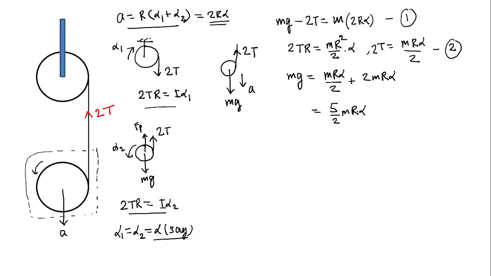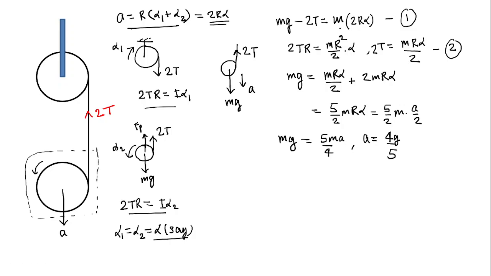mr alpha. Okay. Now r alpha, from here what you know, r alpha is nothing but a by 2. So if you put it a by 2, it becomes what? It is 5 by 2 m times a by 2. That means mg is what? mg is equal to 5ma by 4. Okay. So this gives you that a is equal to 4g by 5.